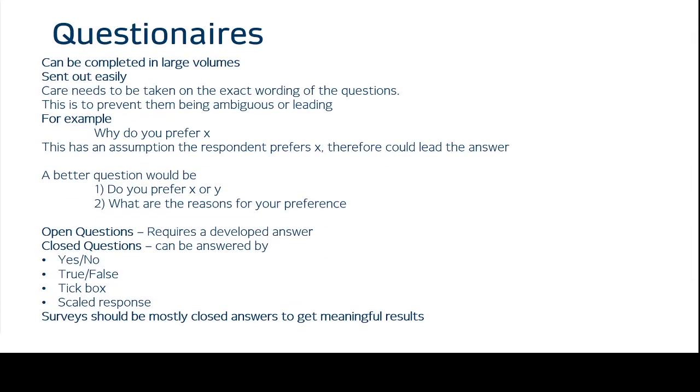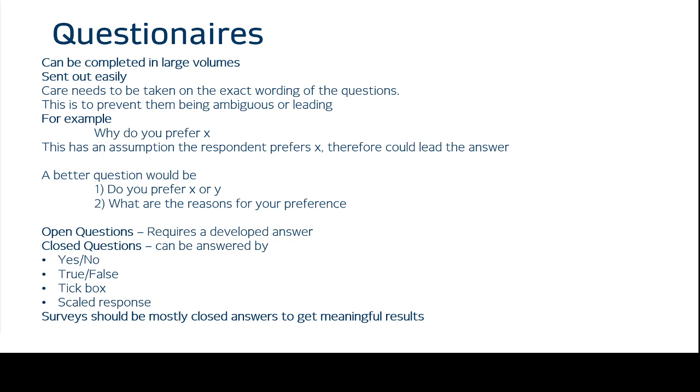So questionnaires can be completed in large volumes. They can easily be sent out. Care needs to be taken on the exact wording of the questions, and this is to prevent them being ambiguous or leading. So for example, you wouldn't have a question, why do you prefer X? Because this has an assumption that the person who's responding prefers X, therefore it could lead their answer. So you don't want to have any assumptions within your question.